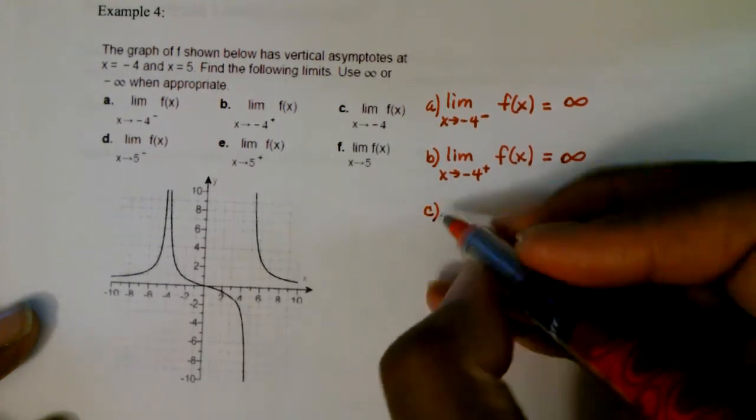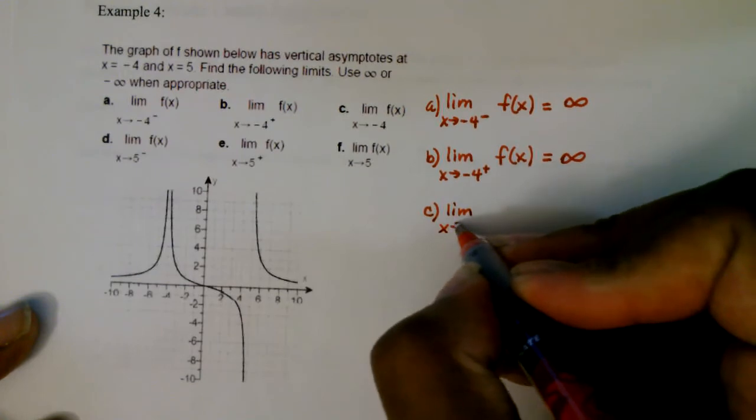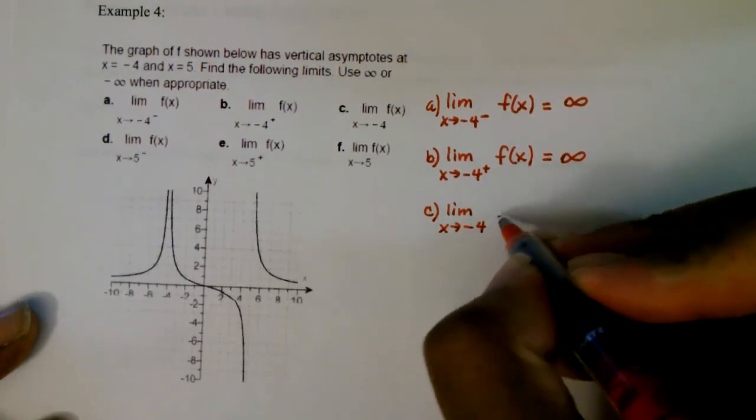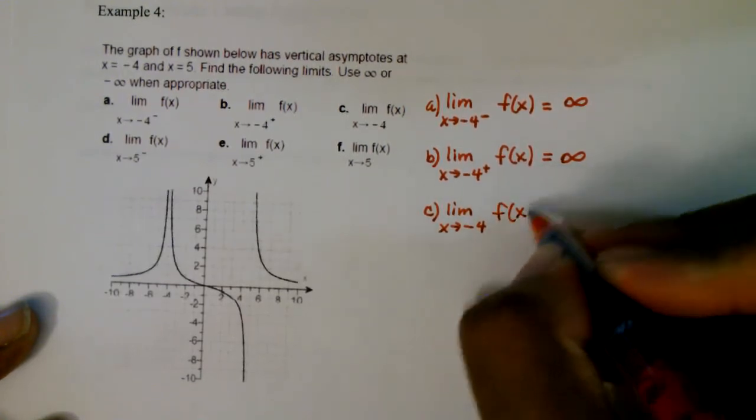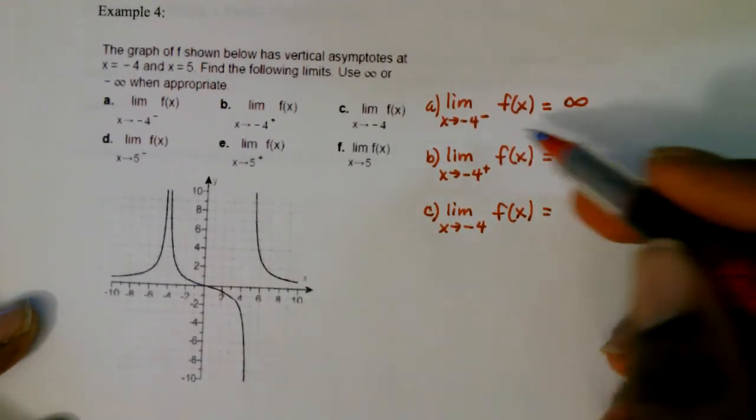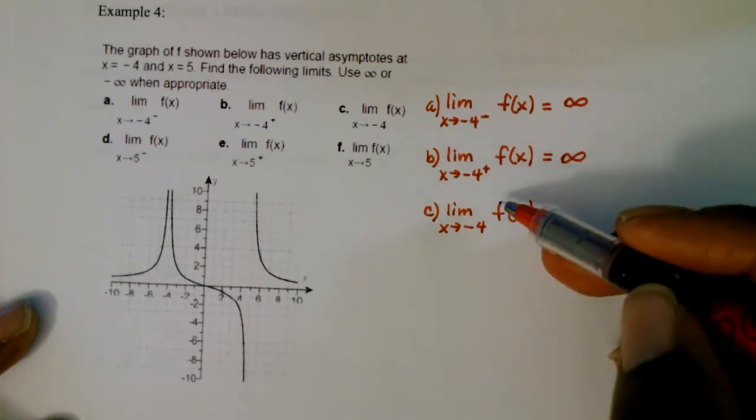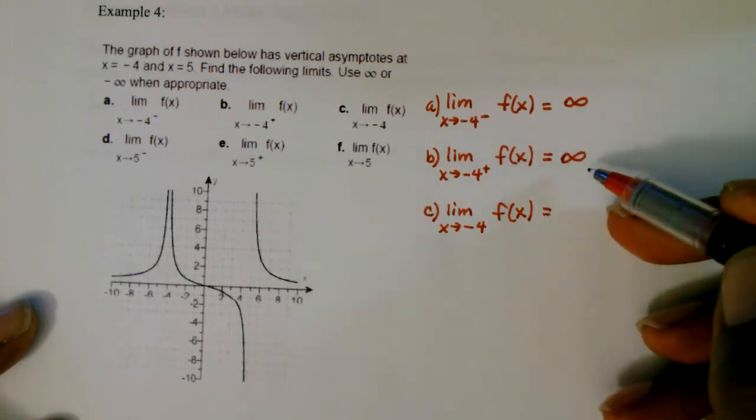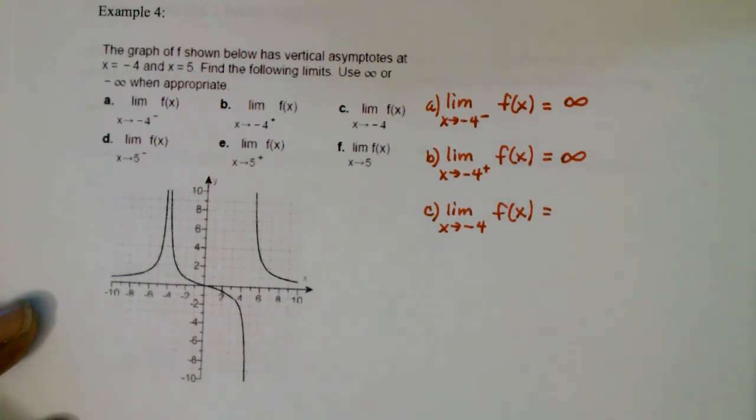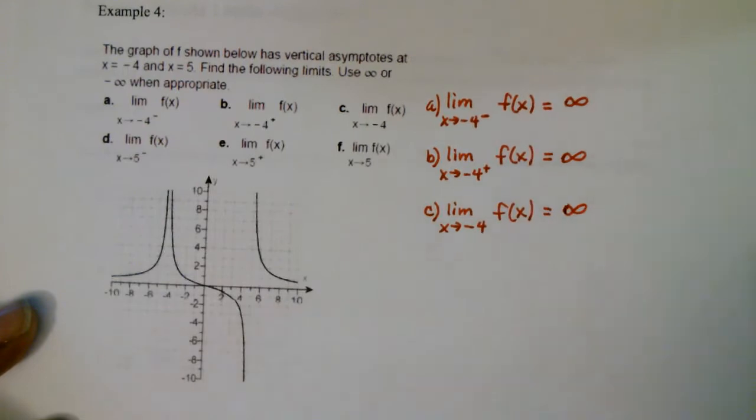Okay, and now part C is the limit as x approaches -4 itself of f of x. Well, to the left of -4, the limit is going to infinity. And to the right of -4, that limit is also going to infinity. So the limit as x approaches -4 of f of x is infinity.